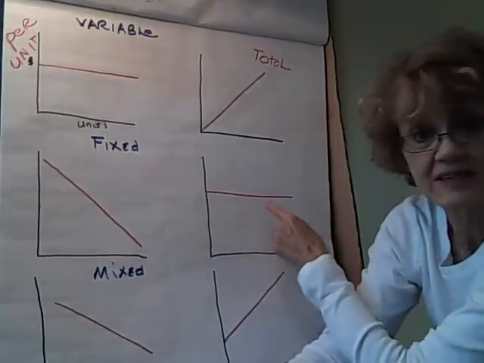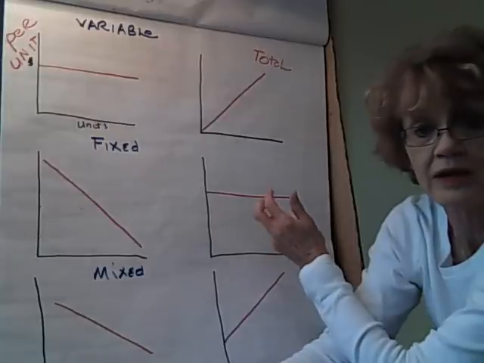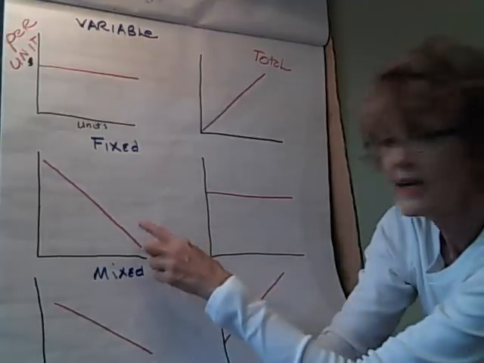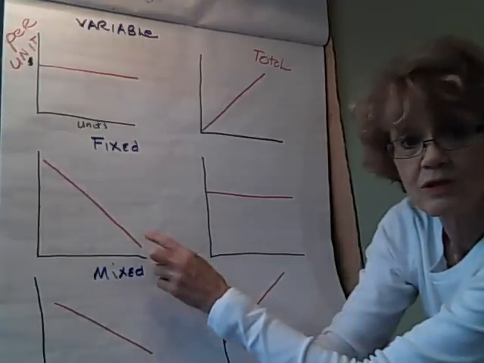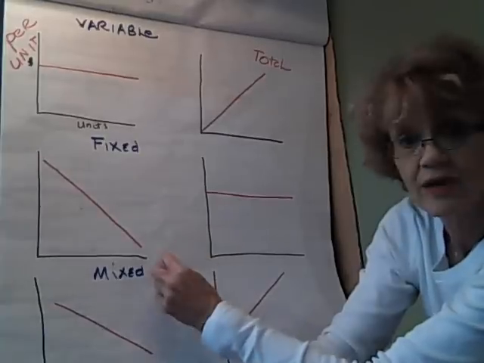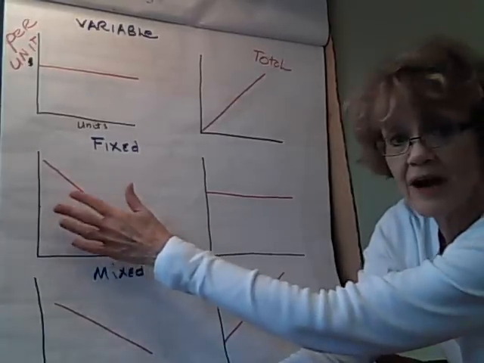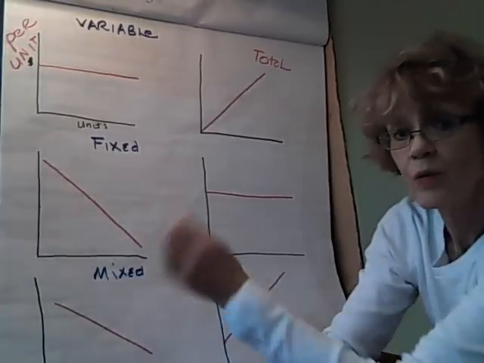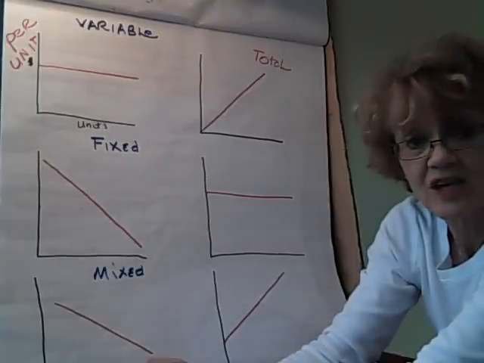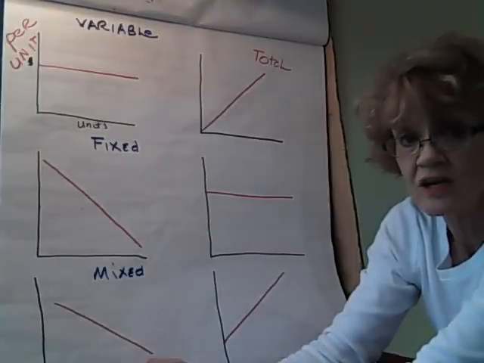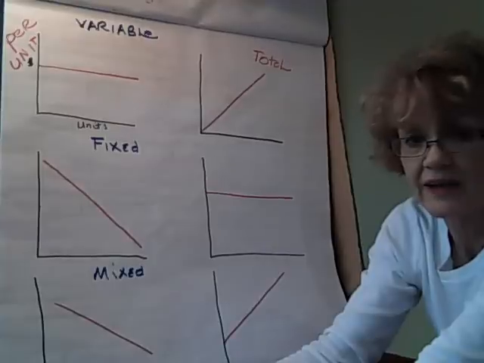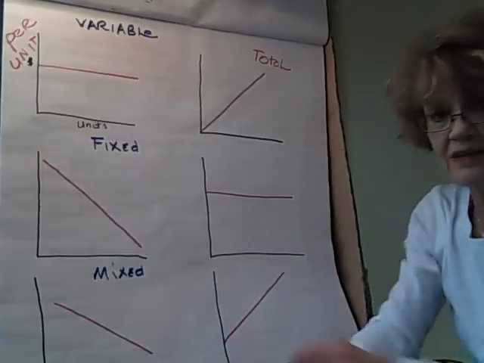The fixed cost stays the same. Rent is $100 whether we use the place or not. But spreading it over units, the more we use it, the more that fixed cost per unit goes down. Now, we don't really talk much about this graph right here, but we can tell when we analyze cost, when the activity changes and the fixed costs change, and the fixed cost per unit change, then it looks like a fixed cost.